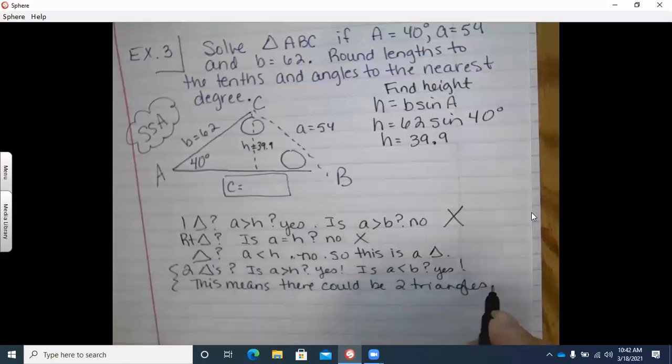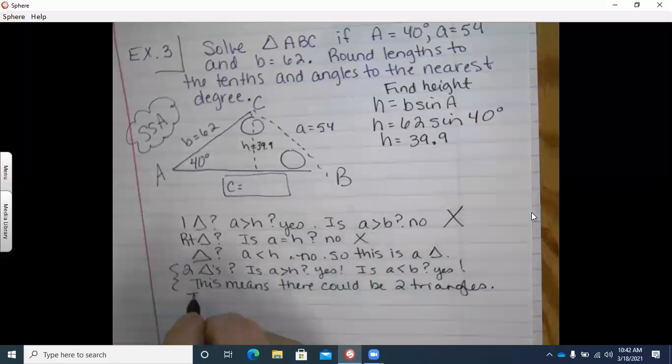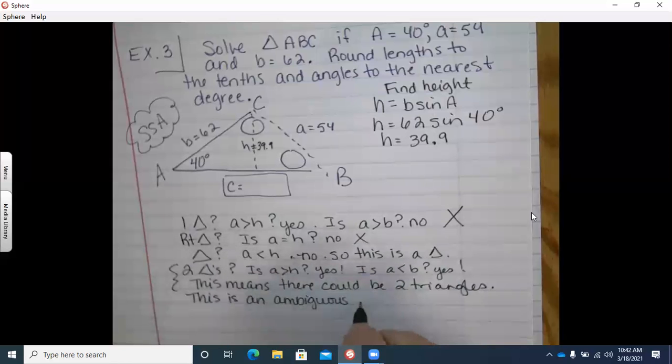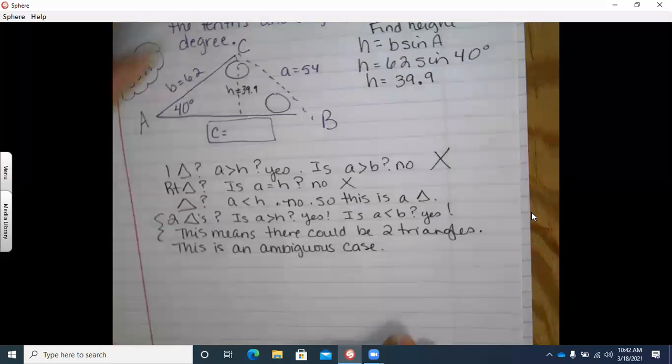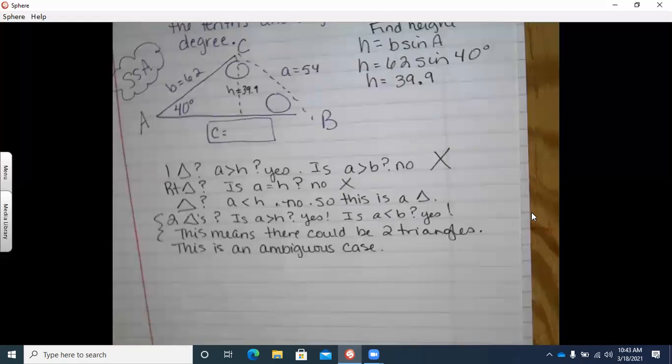This is the ambiguous case, or an ambiguous case. That means the measurements that we've been given could make not two triangles in one. That's not what it means. It means two separate triangles with different measurements is possible.